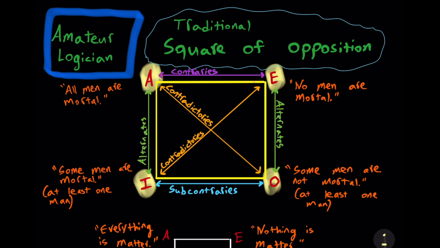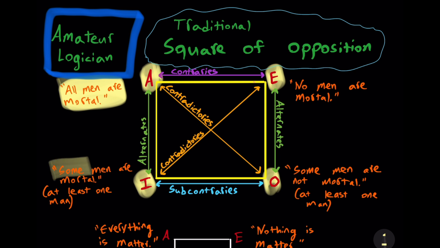Consider, for example, the proposition all men are mortal. Now, with these four different propositions, we have the same exact subject and predicate. The subject is men, the predicate is mortal or mortality. With all men are mortal, we have a universal affirmative proposition, also known as an A type of proposition. We have some men are mortal. That's a particular affirmative proposition. Note that when we say some, we mean at least one. So we have at least one man who is mortal. That's an I type of proposition.